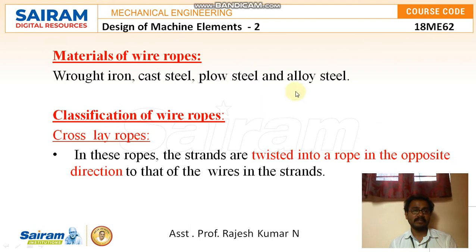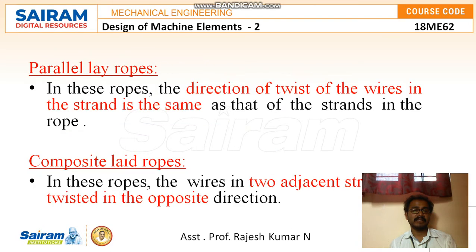So what are the materials we can recommend for wire ropes? We can recommend wrought iron, cast steel, flow steel, and alloy steel. And how can we classify wire ropes? The first type is cross lay ropes. In this rope, the strands are twisted into a rope in the opposite direction to that of the wires in the strands. And the second type is the parallel lay ropes.